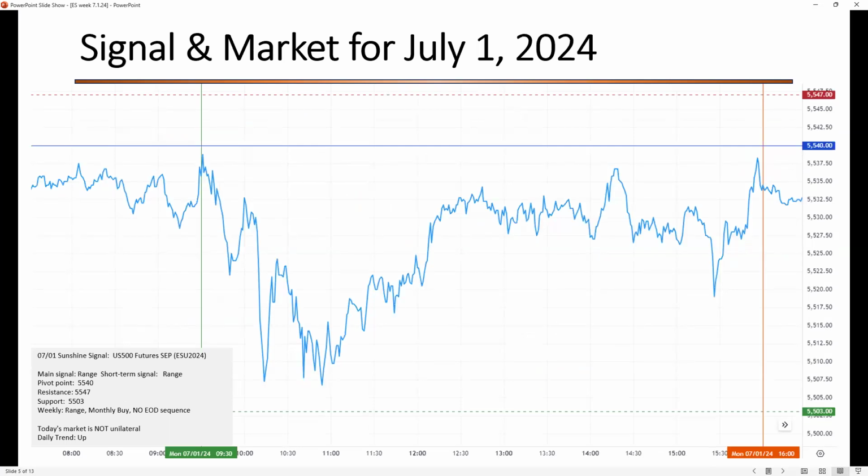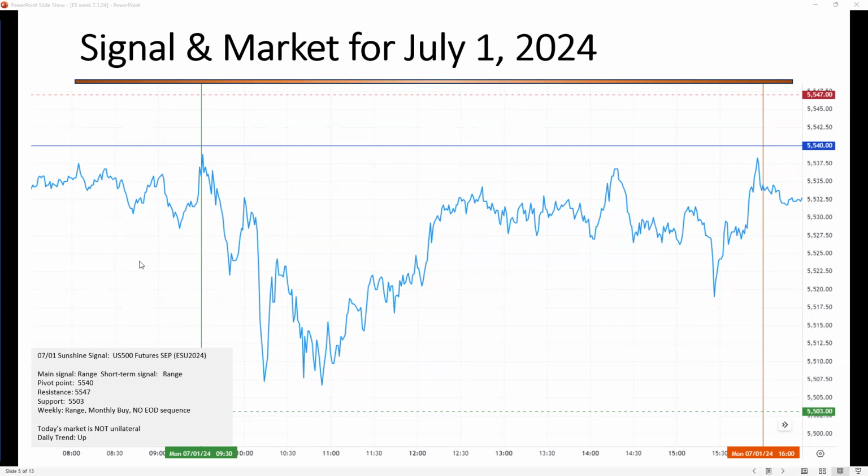So here for Monday, the signal here is range, and there's no EOD sequence. And a trending day is not expected, and we have our pivot point at 55.40 here, which has been the pivot for over a week. I believe this area has been the pivot point for over a week.